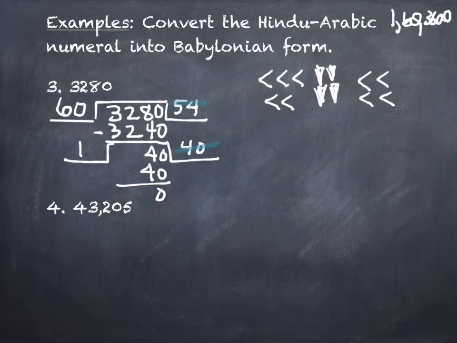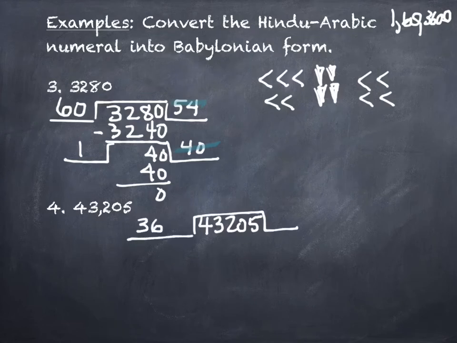Okay, but 43,205 is a bigger number. And when I'm doing that number, 43,205, I can actually take the 3,600 and it will go in. And I'm pretty sure if we go up one higher, it won't. Somebody tell me what's 60 cubed. 216,000, which is too many, right? Because I only have 43,000 here. So 3,600 is the right number.